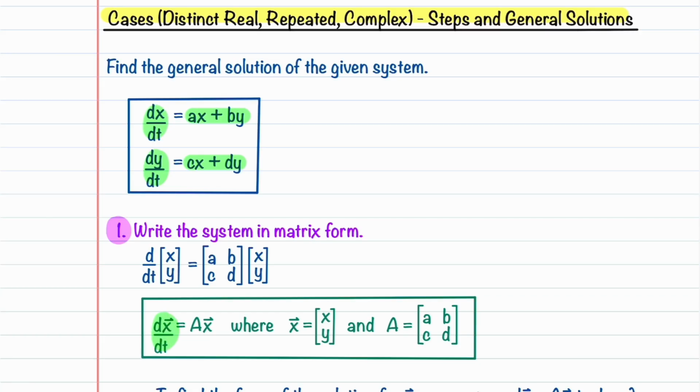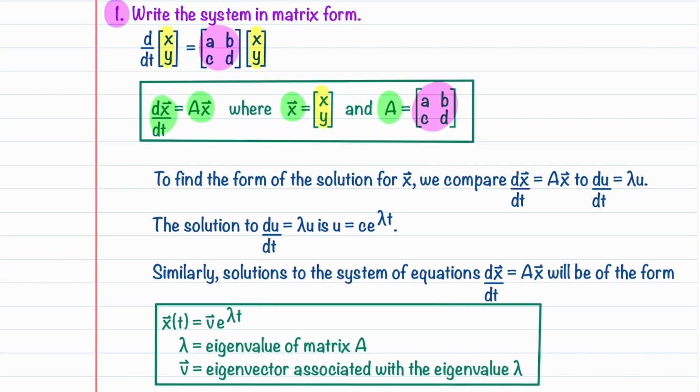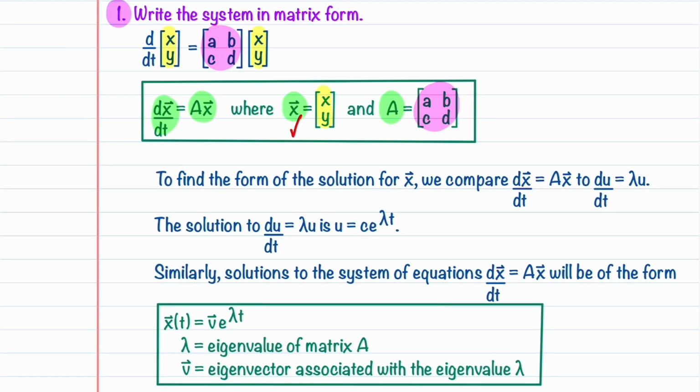The derivative of vector x with respect to time is equal to matrix A times vector x, where vector x is equal to (x, y), it's right up here, and matrix A, which is [a, b; c, d], and that's right up there. Vector x right here is the solution to our system of differential equations.